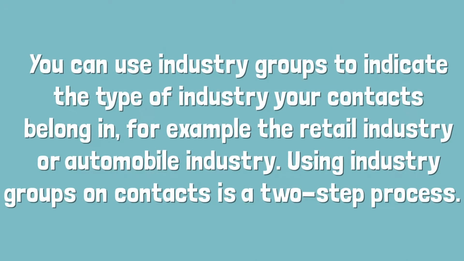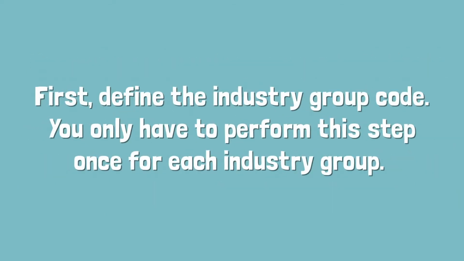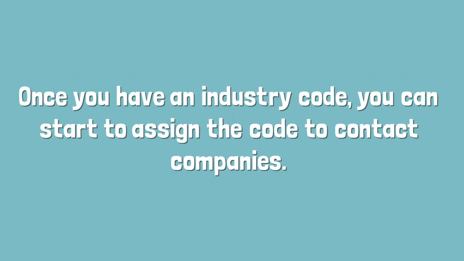You can use industry groups to indicate the type of industry your contacts belong in, for example, the retail industry or automobile industry. Using industry groups on contacts is a two-step process. First, define the industry group code. You only have to perform this step once for each industry group. Once you have an industry code, you can start to assign the code to contact companies.